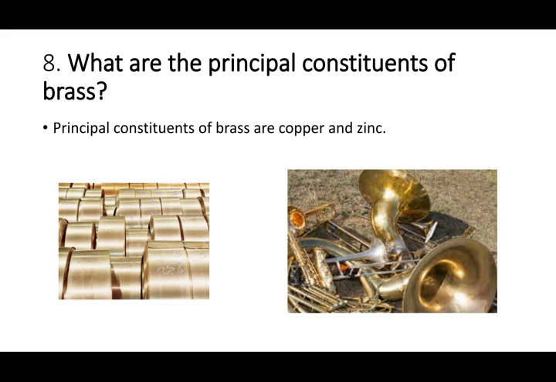Next question, what are the principal constituents of brass? The principal constituents of brass are copper and zinc. In the first diagram you can see the brass, and it mainly contains copper and zinc. And in the second diagram you can see an application of brass.